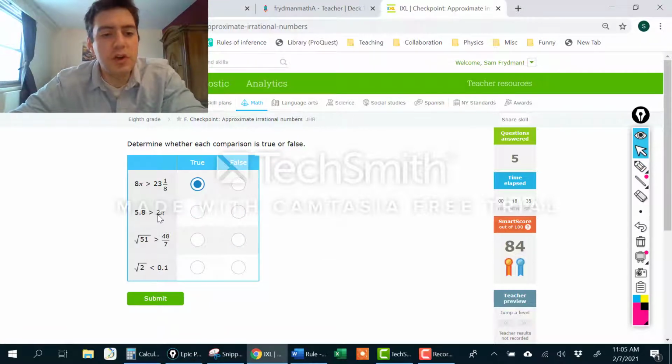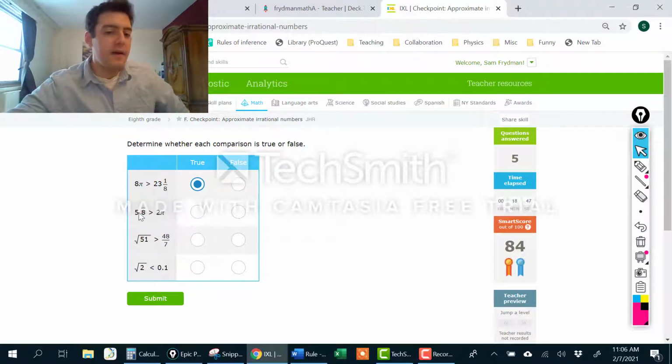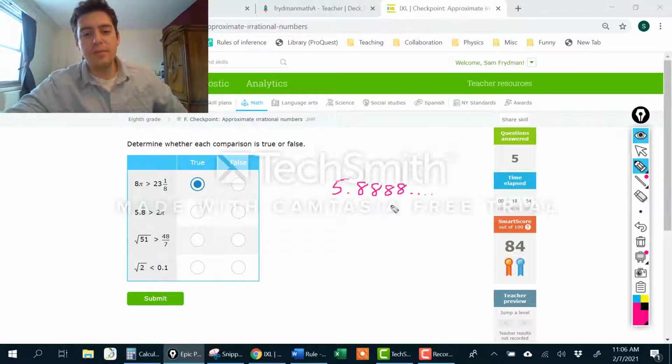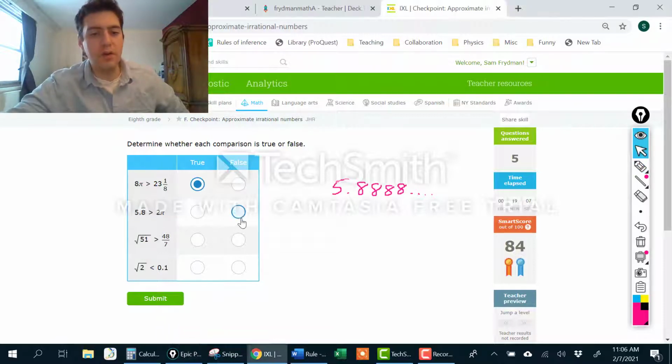Now 5.8 repeating. So 2 times pi is, well, 2 times 3 would be 6. So 2 pi is a little bit more than 6. And 5.8 repeating, even though the 8s go on and on and on forever, this number is still less than 6. So I have something which is less than 6 over here, and I have something which is greater than 6 over here. So there's no way that this number would be smaller than this number. So we're going to click false for that one.